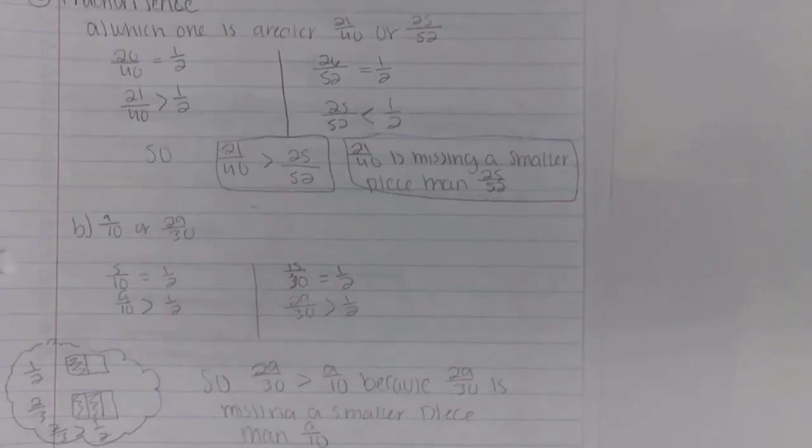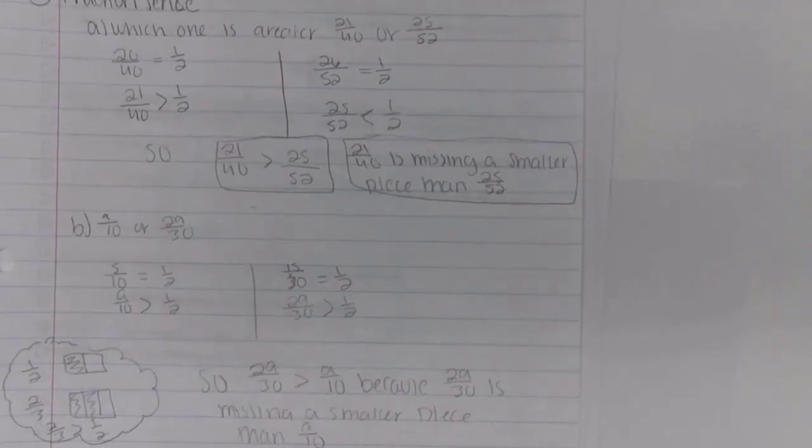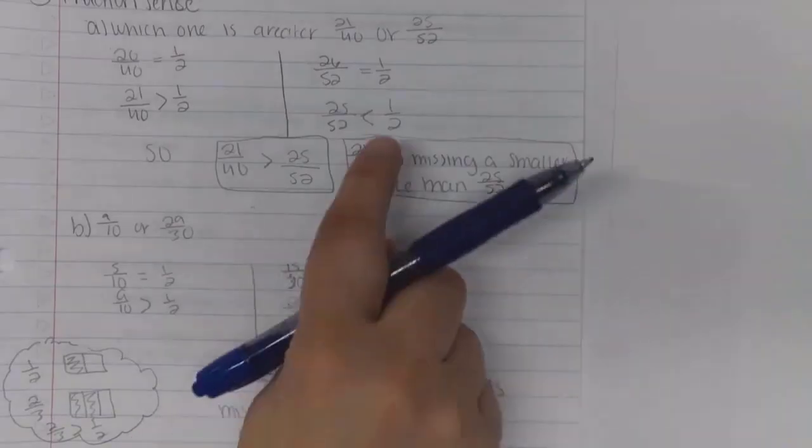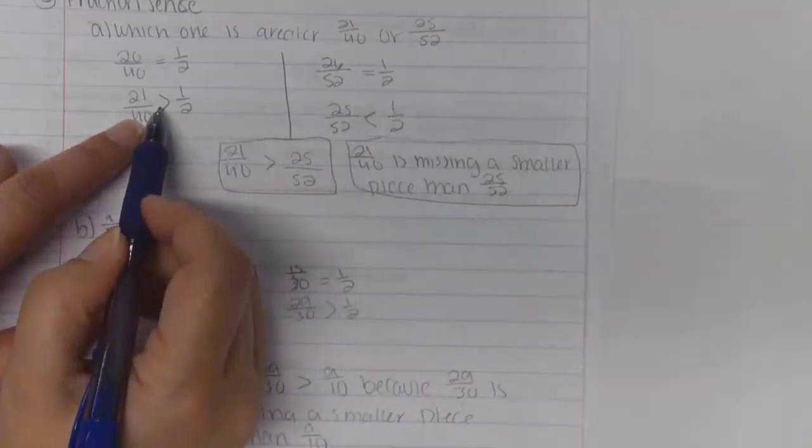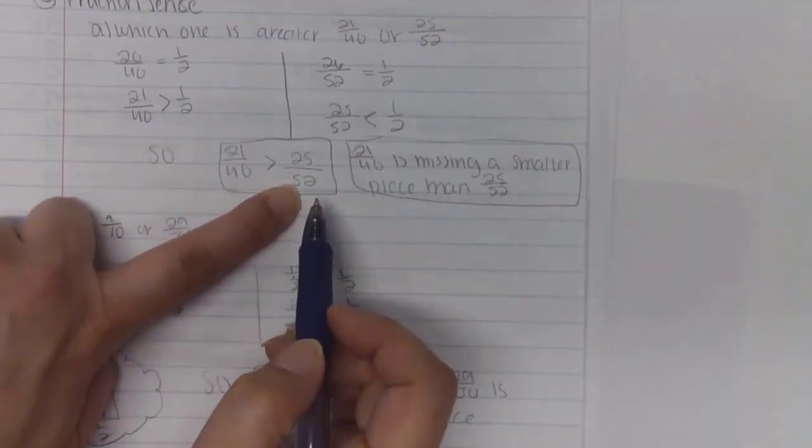Is this bigger than this one? Yeah. How about this one, is 29 over 30 bigger than one half? Yes. So the answer is correct, and I like the first one. I should use them to compare with one half. So the one greater than one half would be bigger than the one smaller than one half, right?